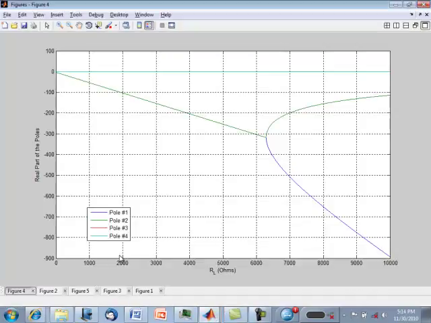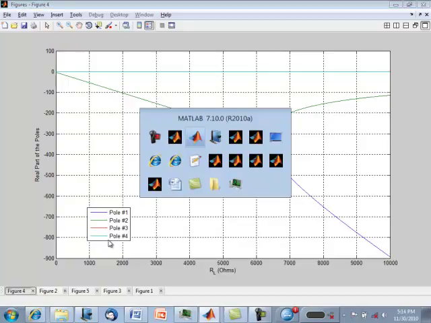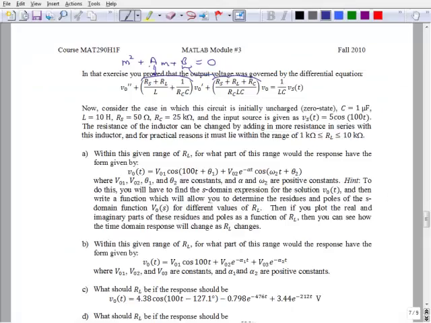Since our V of S is given as this cosine, this V of S provides 2 poles to the output, and the transfer function, since it's a second order circuit, provides the other 2 poles. So we get these 4 poles that exist due to V out, or VO of S. And as R varies from 1,000 to 10,000, we can see how the real part of these poles changes.